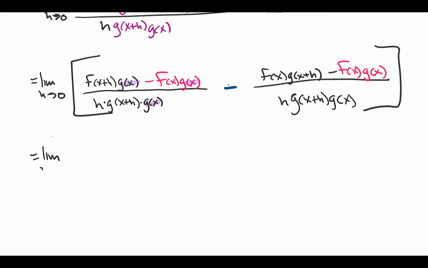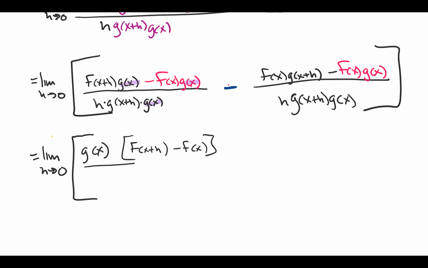Zoom in, and we're going to take that g of x from up top. We're going to factor that piece out to the front, and it's just going to leave us with this f of x plus h minus f of x. Let's put a little bracket around that, just to show that we factored it out of that piece. And we have h times g of x plus h. And there's that g of x.